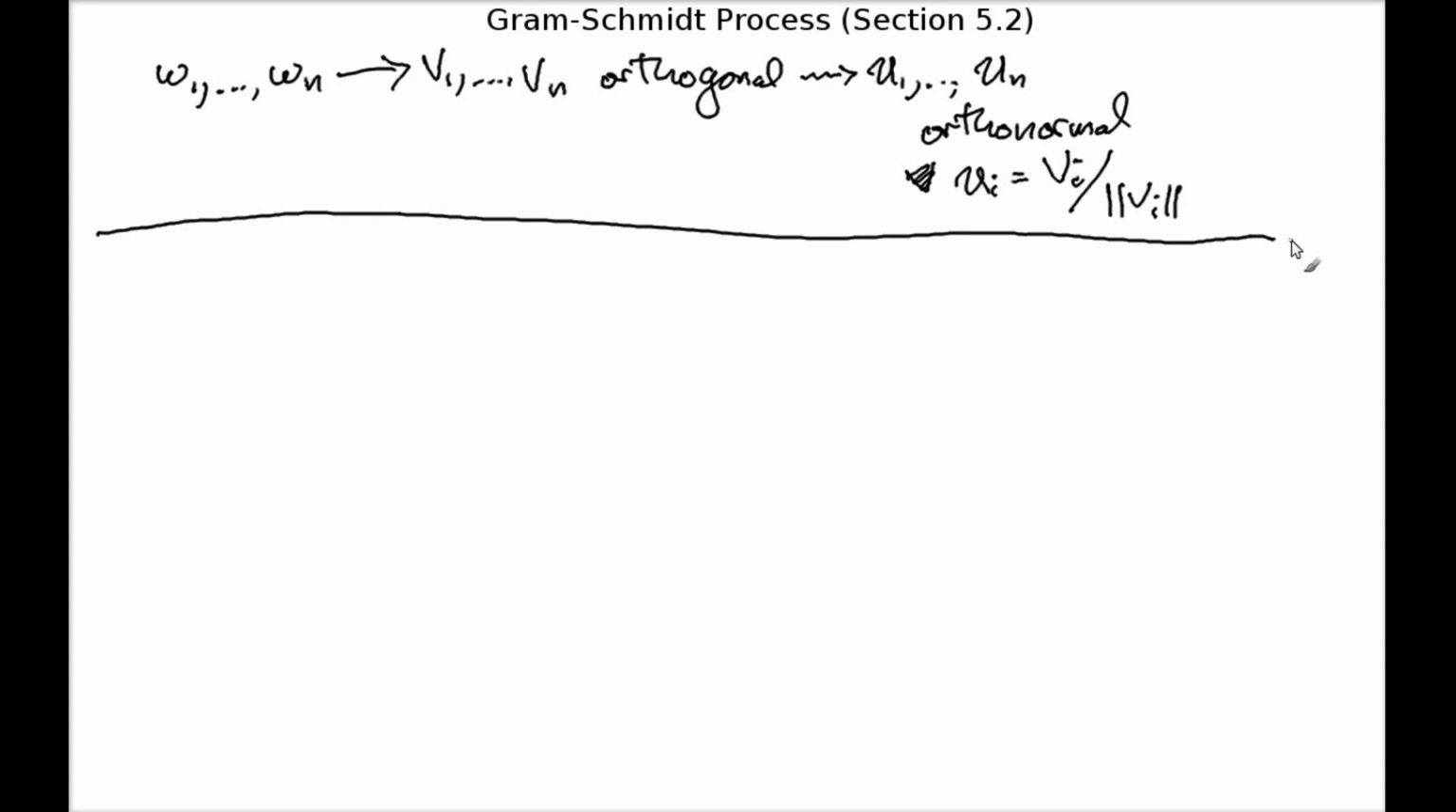What I want to do next is a variant of this. And the variant is, rather than computing the V's and then normalizing at the end, we normalize along the way.